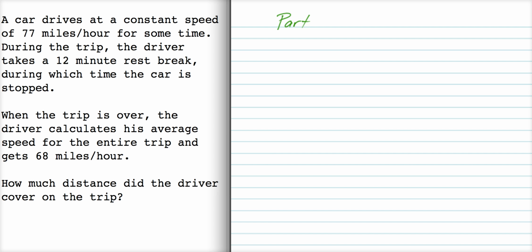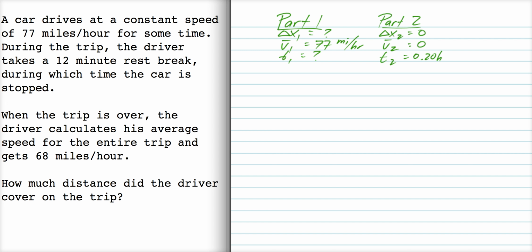So, for that first part, we don't know the displacement. The average velocity is 77, and we don't know the time. And then for the second part, you're at rest, so there's no moving, and there's no velocity. And the time is a 12-minute rest stop, so that's 0.20 hours. And then we're going to consider the total motion, where we don't know the displacement, but we do know the total average velocity is 68 miles per hour. And then we don't know the total time.